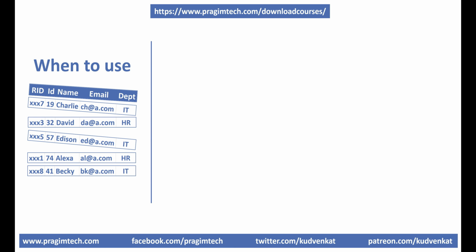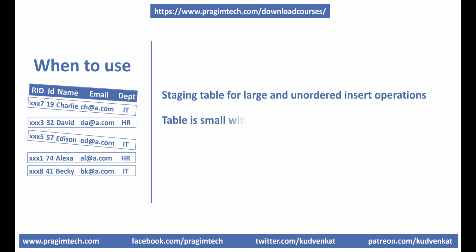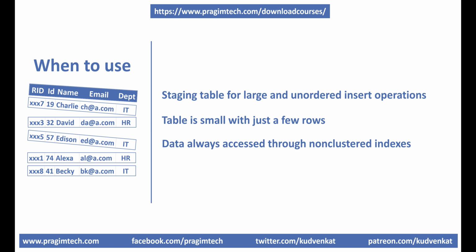When to use a heap? Well, a heap can be used as a staging table for large and unordered insert operations. Because data is inserted without enforcing a strict order, the insert operation is usually faster than the equivalent insert into a table with clustered index. We can also use a heap when the table is small with just a few rows, like our gender table. Or we can also use heap when we know data is always accessed through non-clustered indexes.